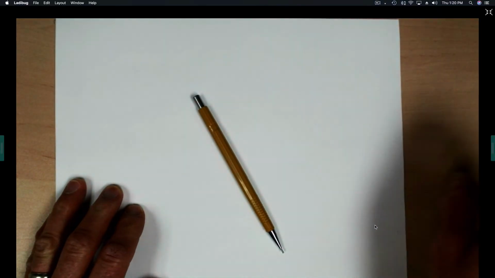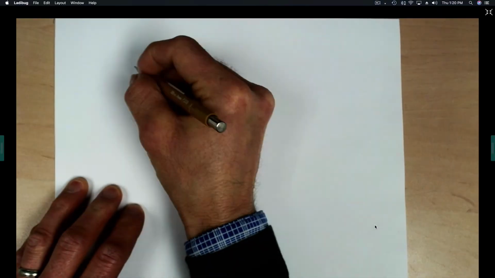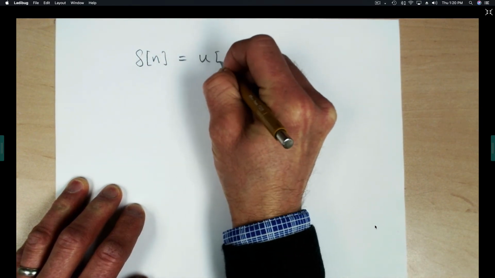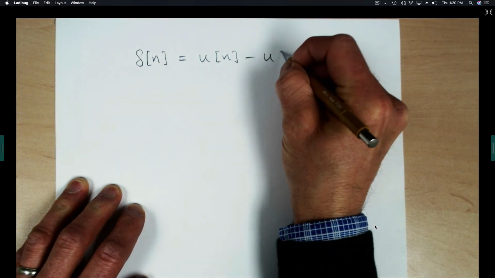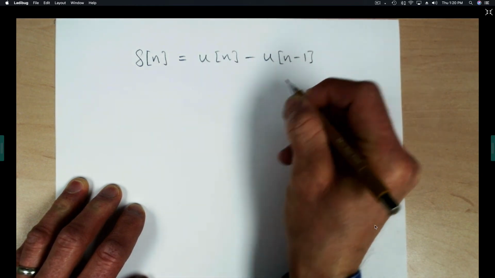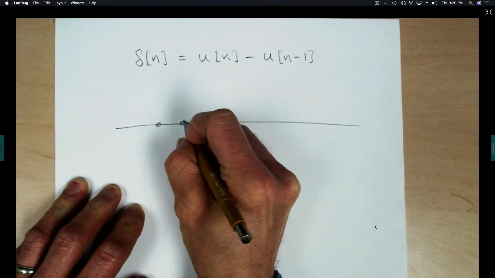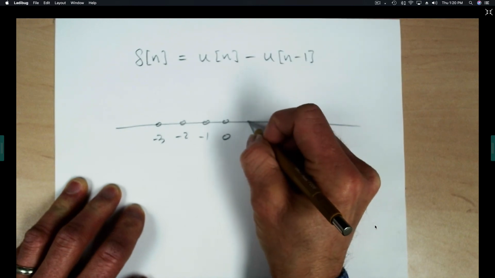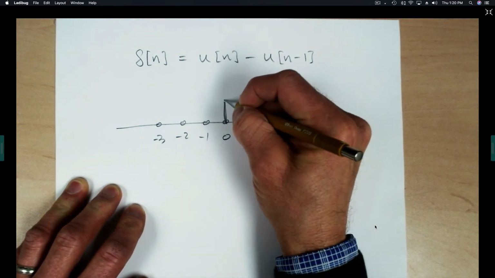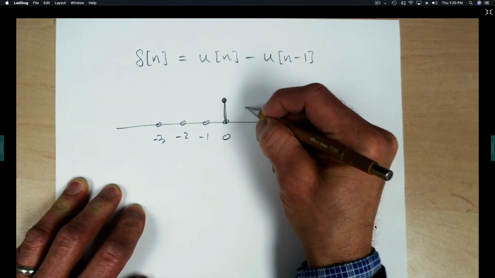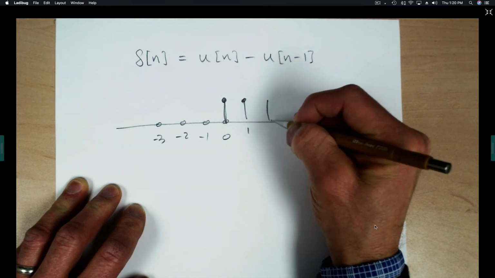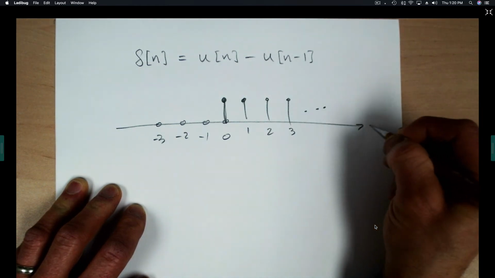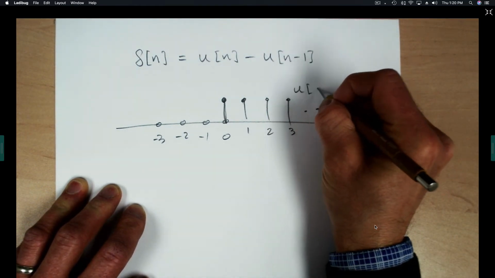It might be useful to see that illustrated. Again, the property that we're trying to prove here is that the Kronecker delta is the unit step subtracted from the unit step delayed by one sample. So let's just draw this. So this is 0, minus 1, minus 2, minus 3. The unit step turns on here at time 0, 1, 2, 3, and so on. So this is u of n.